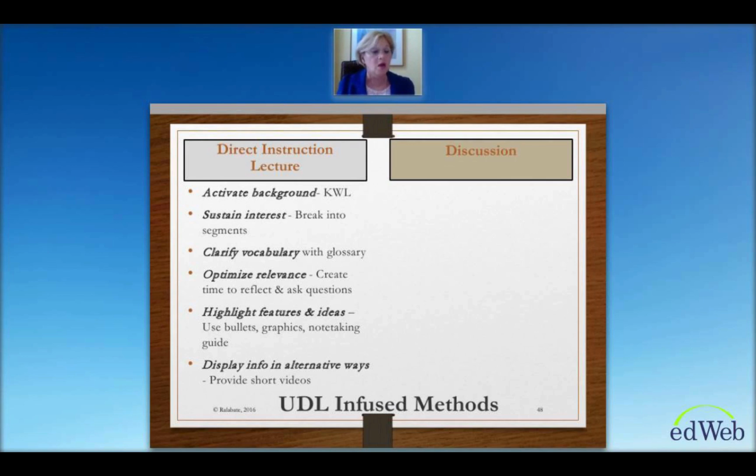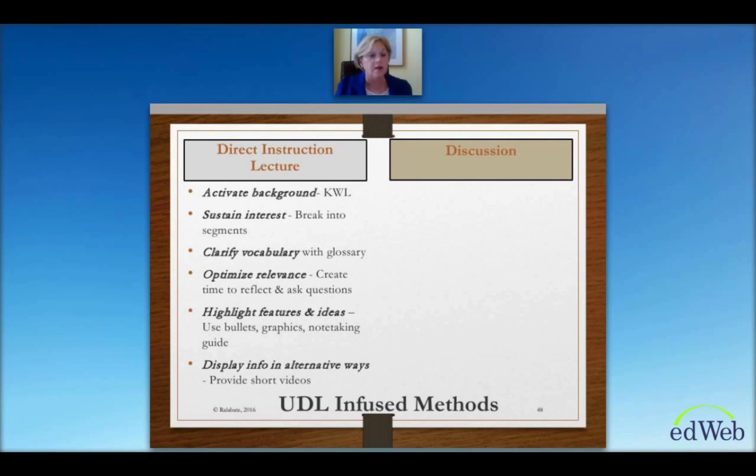One recent piece of research that I read talks about the fact that if you stop for just a moment and you summarize and you give your learners an opportunity to think about and reflect on what you've said so far, they will remember up to 40% more at the end of your lesson. And so breaking your lecture into segments is a great strategy. Clarifying vocabulary with a glossary, making sure that you give students the opportunity to ask questions, to reflect on what they've learned, particularly through a Q&A at the end, like we're going to do, using bullets, graphics, note-taking guides, different kinds of templates.